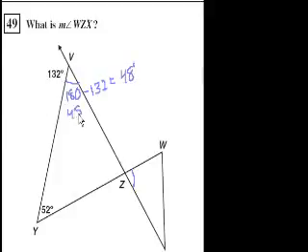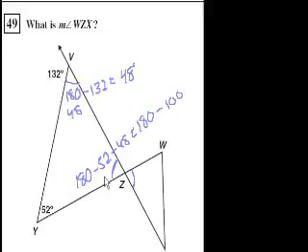So this one's 48. I think I said something wrong. So let's write that down. This angle is going to be equal to 180 minus 52 minus 48, because the sum of the angles adds up to 180. And so that is equal to 180 minus, let's see, that's minus 100, right? Which equals 80 degrees. So this angle right here is equal to 80 degrees.